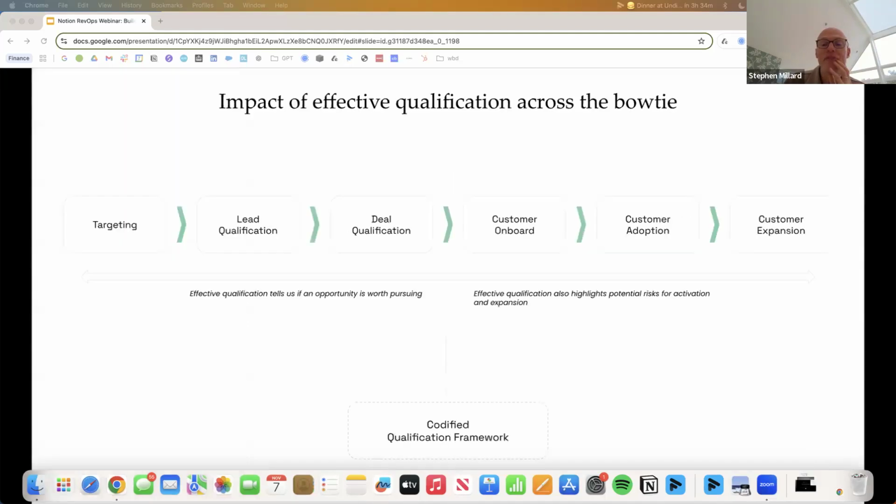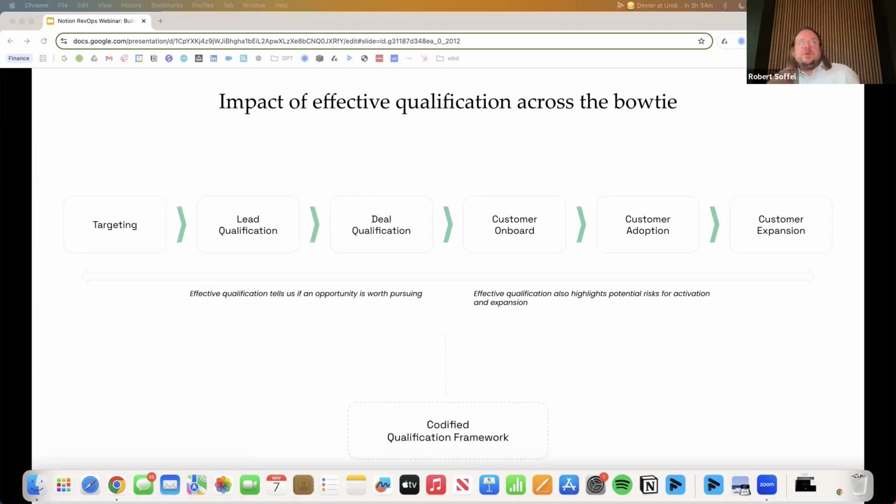Okay, cool. So I want to share again why codifying this qualification framework is so critically important and why I recommend doing it earlier rather than later. It gets everybody singing from the same hymn sheet, right? It's alignment on what qualification needs to happen.